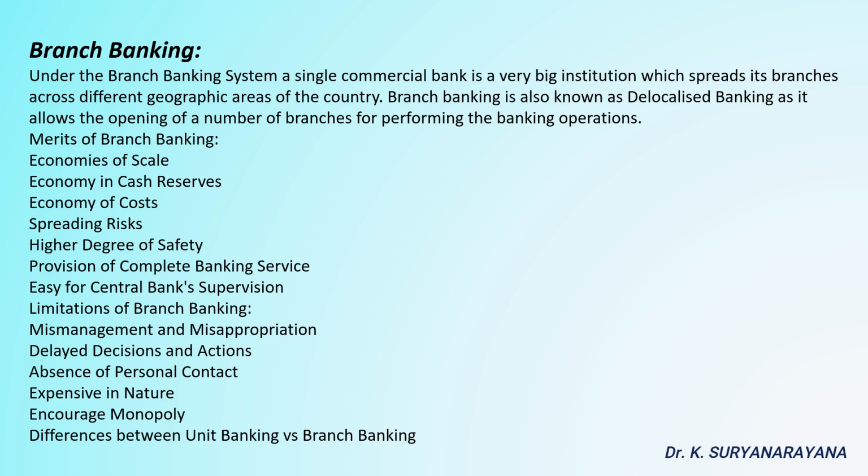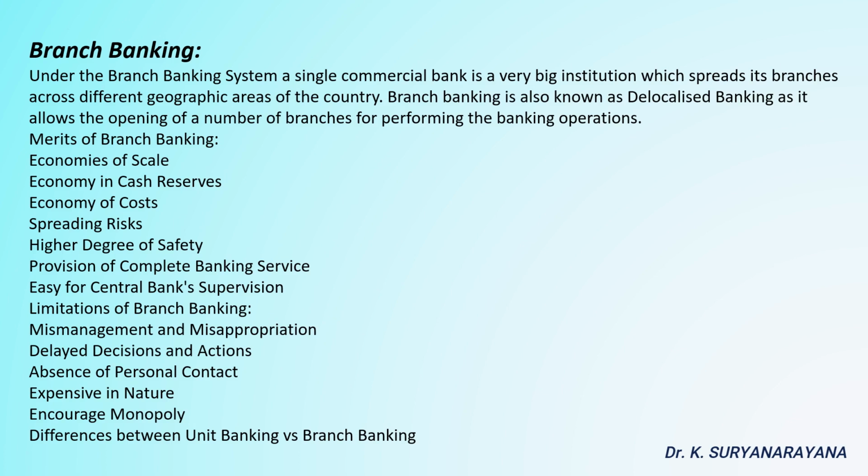Cash reserve. In a unit bank, the cash reserves lie idle, because any time large withdrawals can be made, and the unit banks are supposed to fulfill the cash requirements of their own branch. Whereas in a branch bank, the cash reserves hold a little amount at one branch and a bit little in another branch. Cash can be transferred from one branch to another branch whenever required.